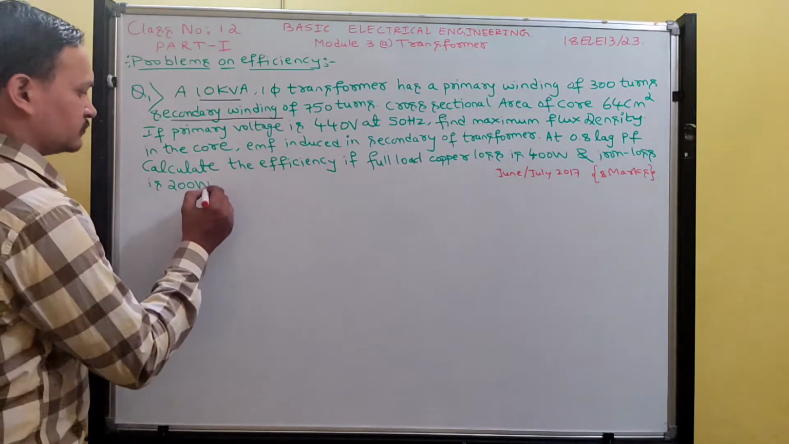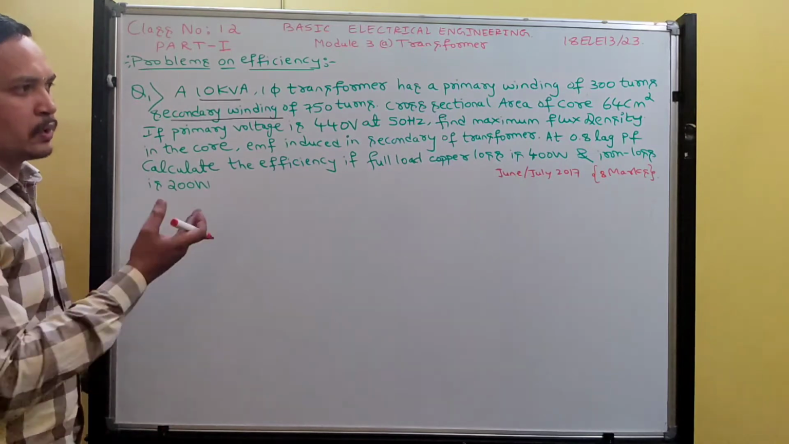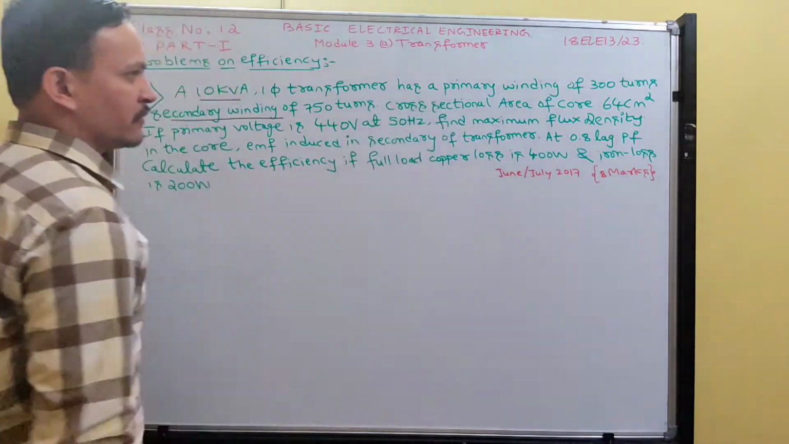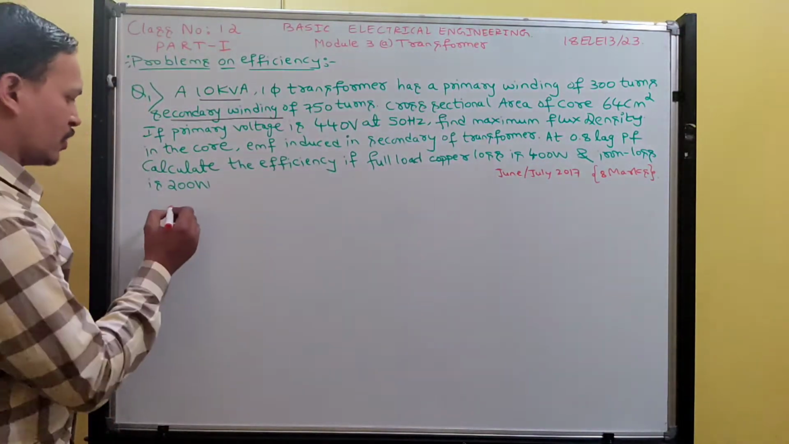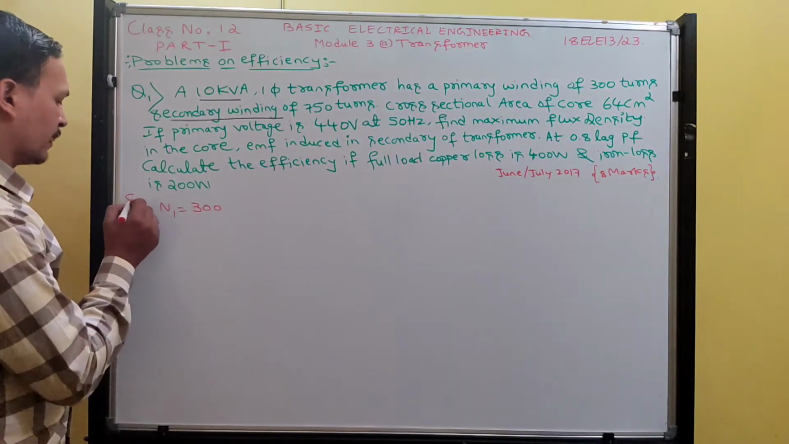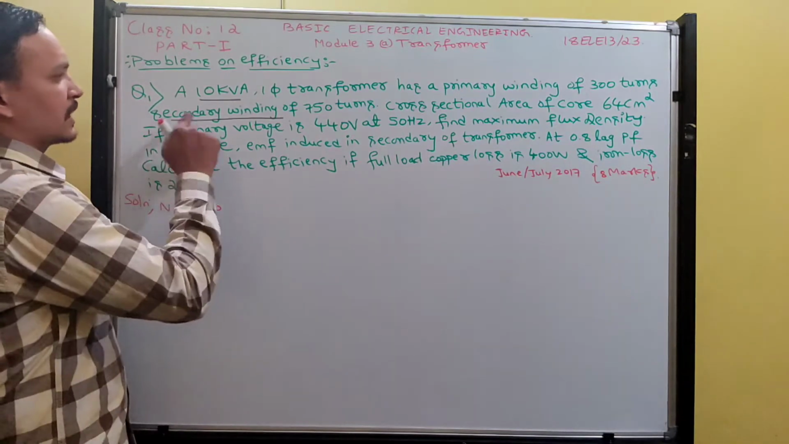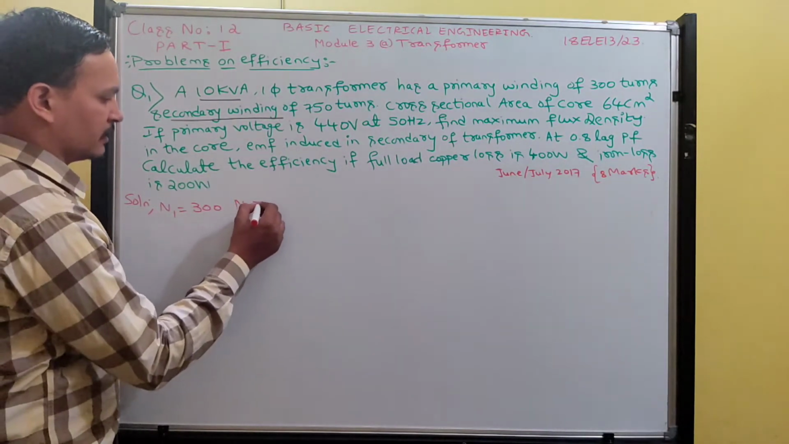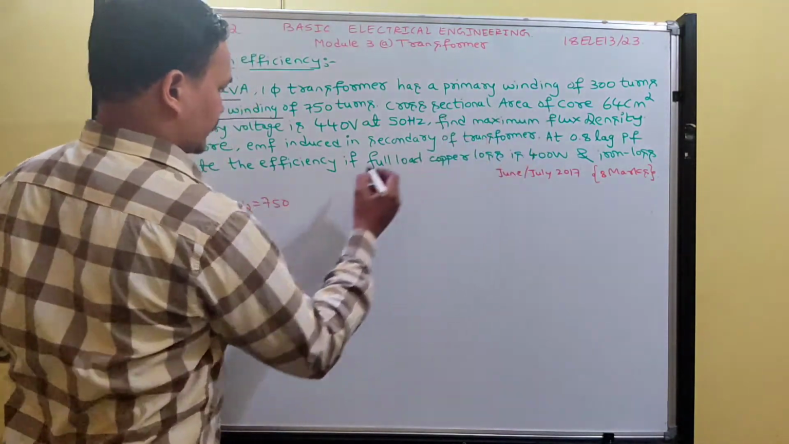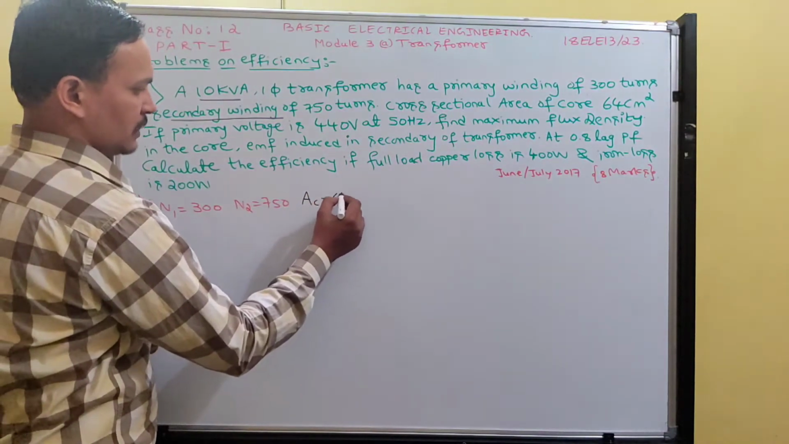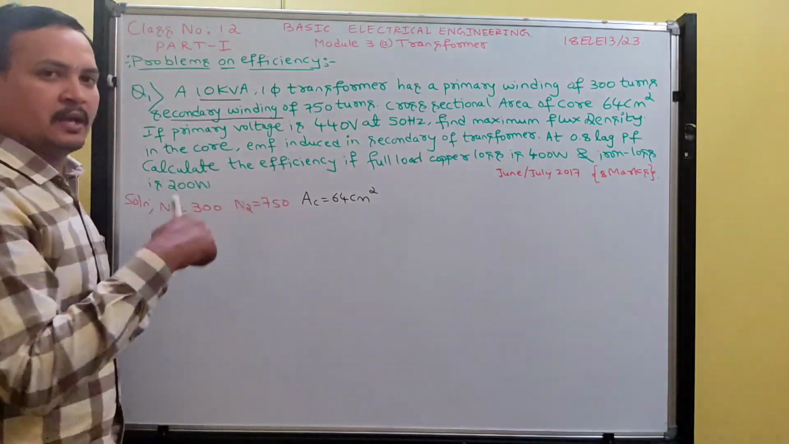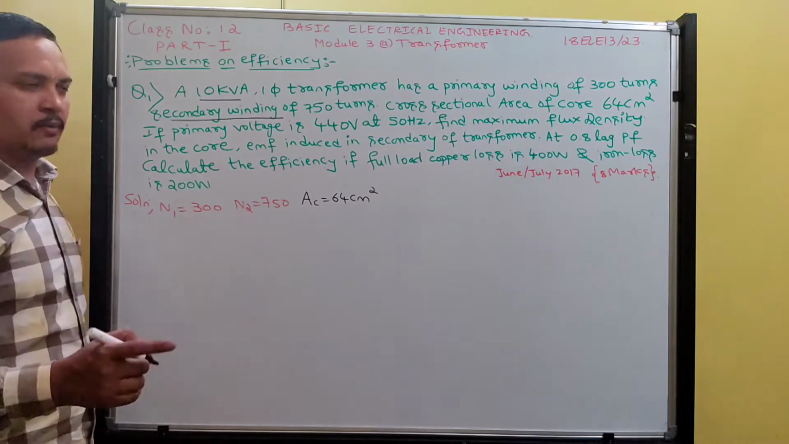We can start. See, a 100 kVA, pause the video and then copy down the question. A 100 kVA single phase transformer has a primary winding of 300 turns. What is the primary winding turns? N1. How many turns? We have 300 turns. And the secondary winding has 750 turns. And the given cross-sectional area of the core is 64 centimeter square. See, convert this area into meter square. Why? I will tell later.